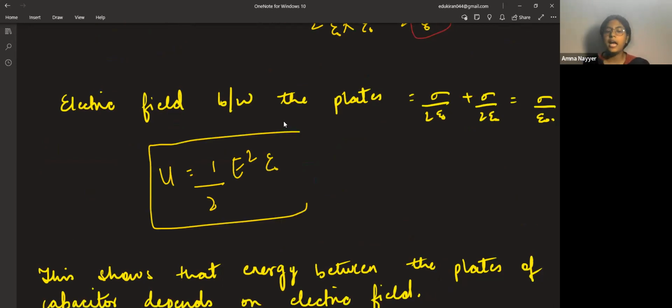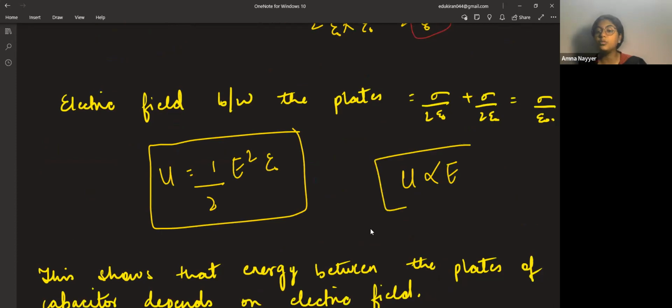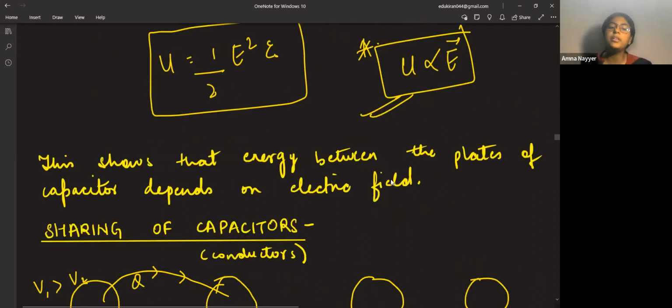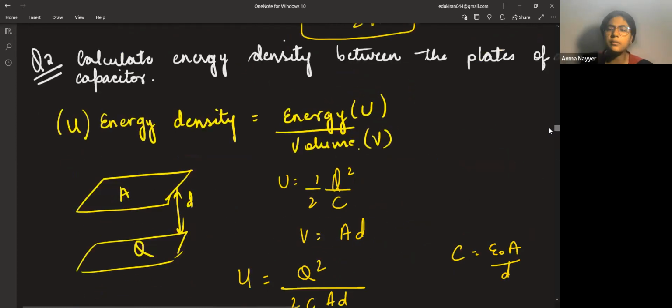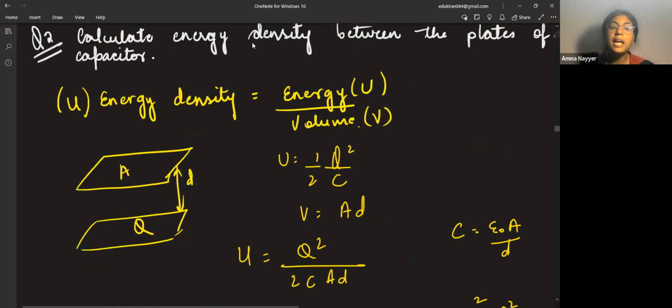And what you have to remember is that energy density is directly proportional to the square of the electric field. This is asked a lot. This question is often asked in your exams. Fine. So this shows that energy between the plates of a capacitor depends upon electric field. Sharing of capacitors is also not a very lengthy topic, but it's not a very small topic also. Let us complete that. Note down this. And again, remember this formula, and this can also come as a separate derivation. Both the things.